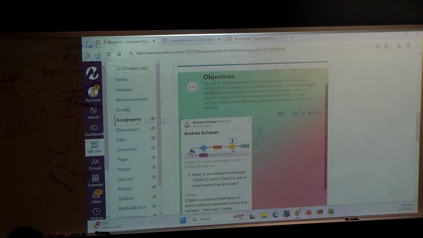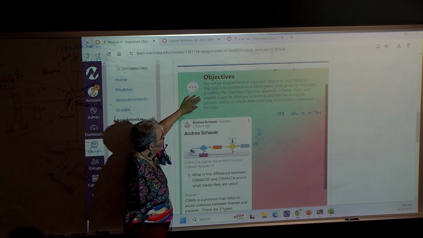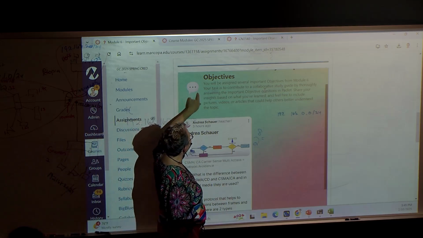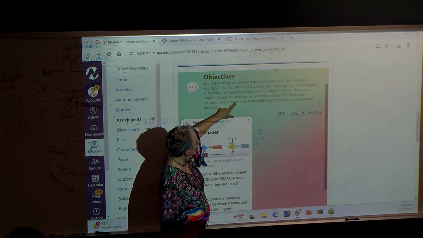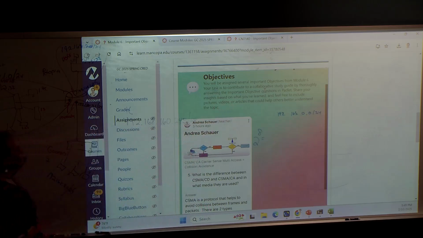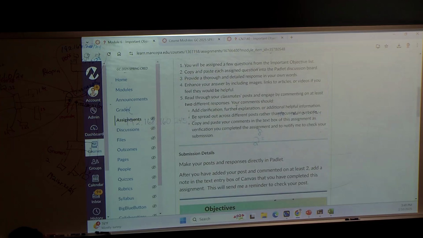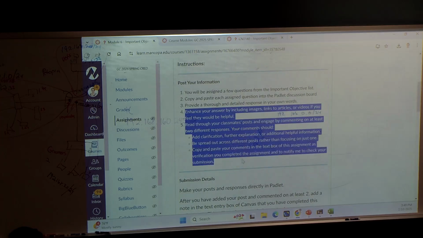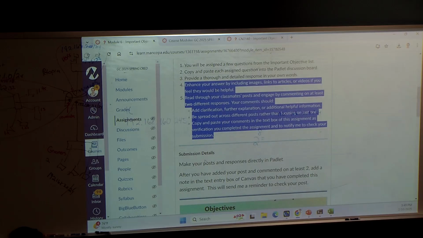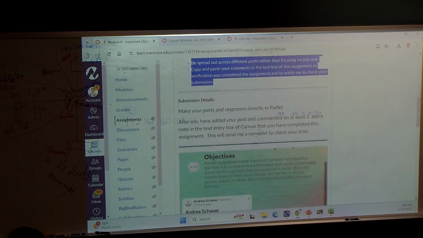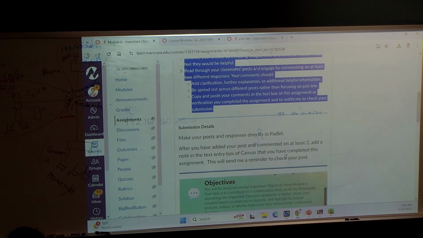No, you're going to do it in the Padlet. So you will be assigned several important objectives, which is 2. Your task is to contribute to a collaborative study guide by thoroughly answering the important objective question that you've been assigned. Share your insights based on what you've learned and feel free to include pictures, videos, or articles. Okay, so here's the full directions, right? Because then you're also going to be commenting on people's and sending me information so I know that you did it, okay?